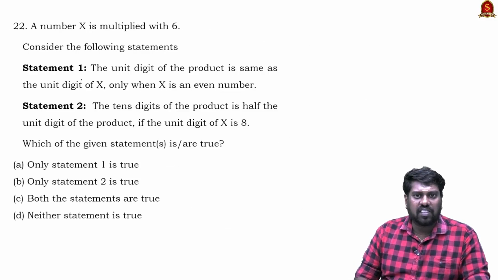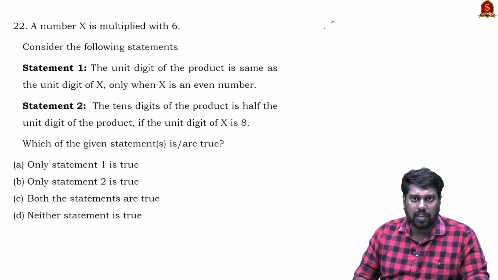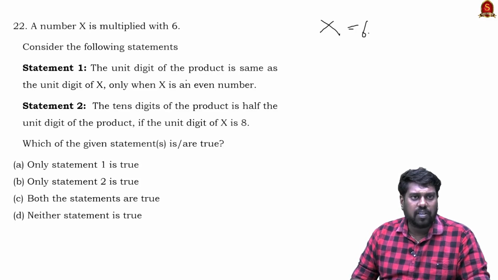This is a very interesting question. A number x is multiplied with 6. This is a very easy logic. What is the first statement? The unit digit of the product is the same as the unit digit of x only when x is an even number. So what are the even numbers? 0, 2, 4, 6, 8. All of these are multiplied with 6. That is what is given in the statement.